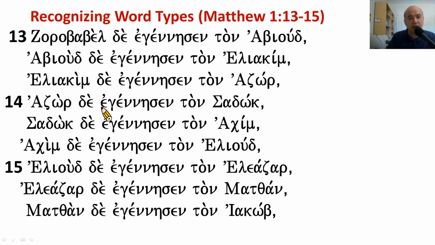Verse 14. Azor de egennesen ton Sadok, Sadok de egennesen ton Achim, Achim de egennesen ton Eliud. I think it's too easy, okay? The next verse, 15. Eliud de egennesen ton Eleazar, Eleazar de egennesen ton Matthan, Matthan, T and th together, Matthan de egennesen ton Jacob.